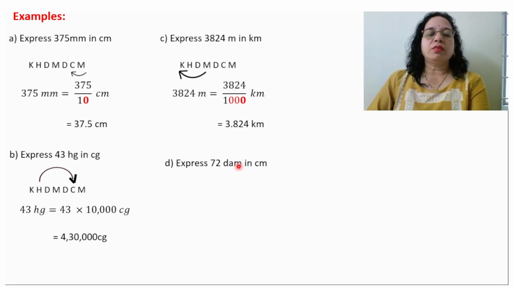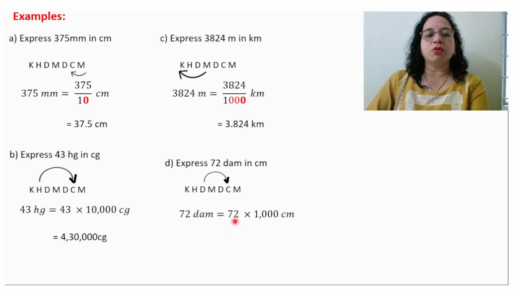Take one more example, 72 decameter into centimeter. So this is your decameter and centimeter. So we will go from up because we are moving towards the right hand side. How many places? 10, 100, 1000. So we will multiply by 1000. So 72 into 1000 will give you 72,000.